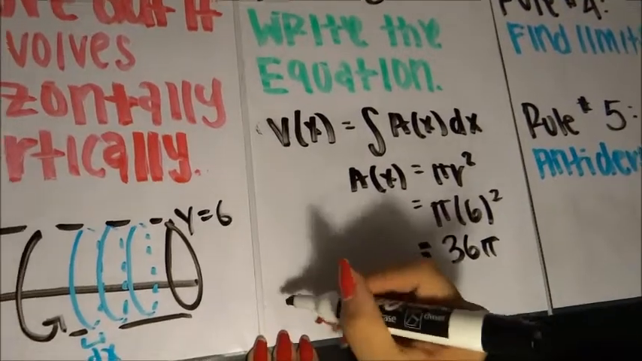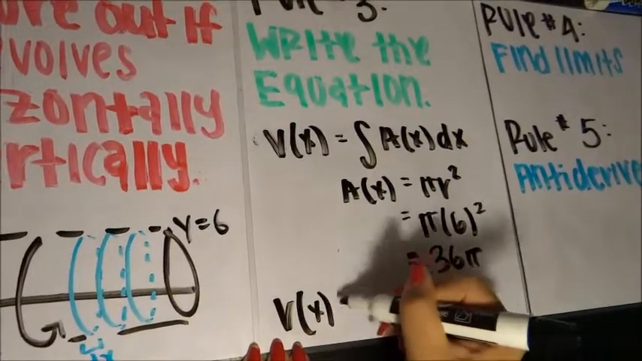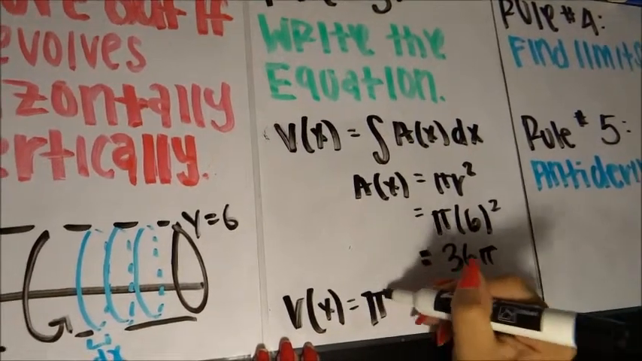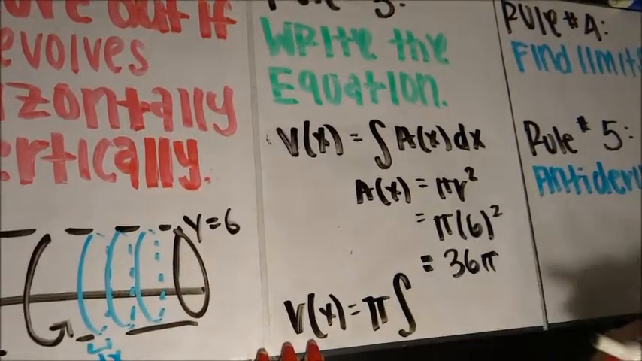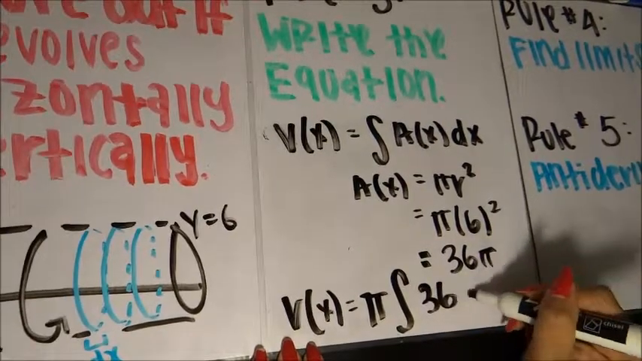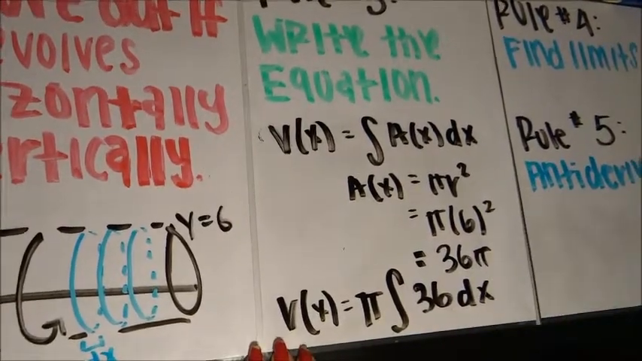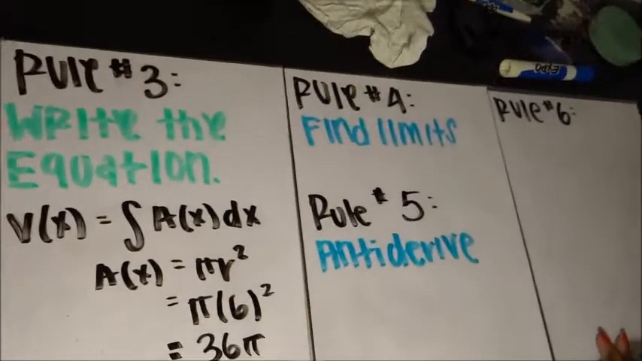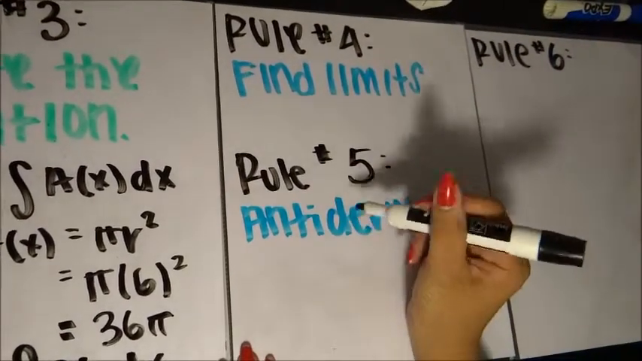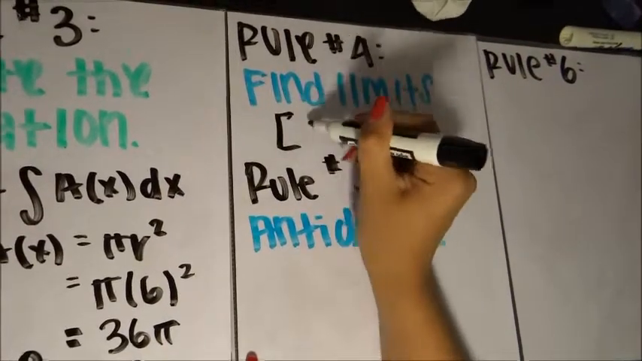So then we plug it back into the equation, which will give us the volume equals, since pi is a constant, we pull it out, and that would give us pi times the integral of 36 dx. For rule number 4, we find the limits, which in this case is from 0 to 10.